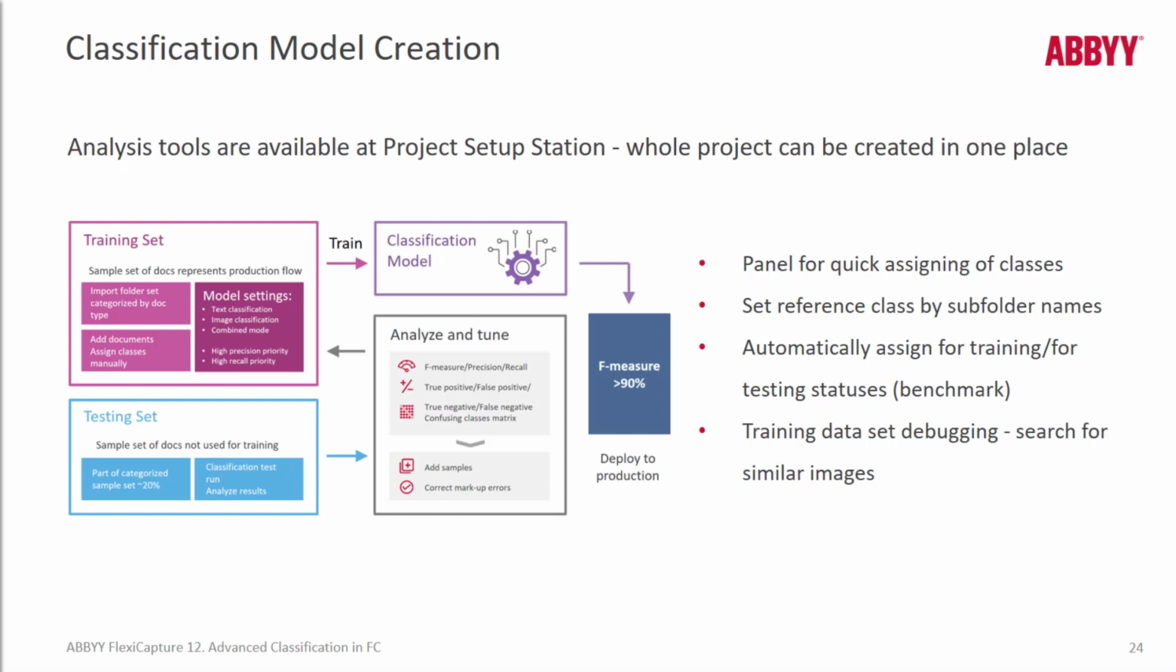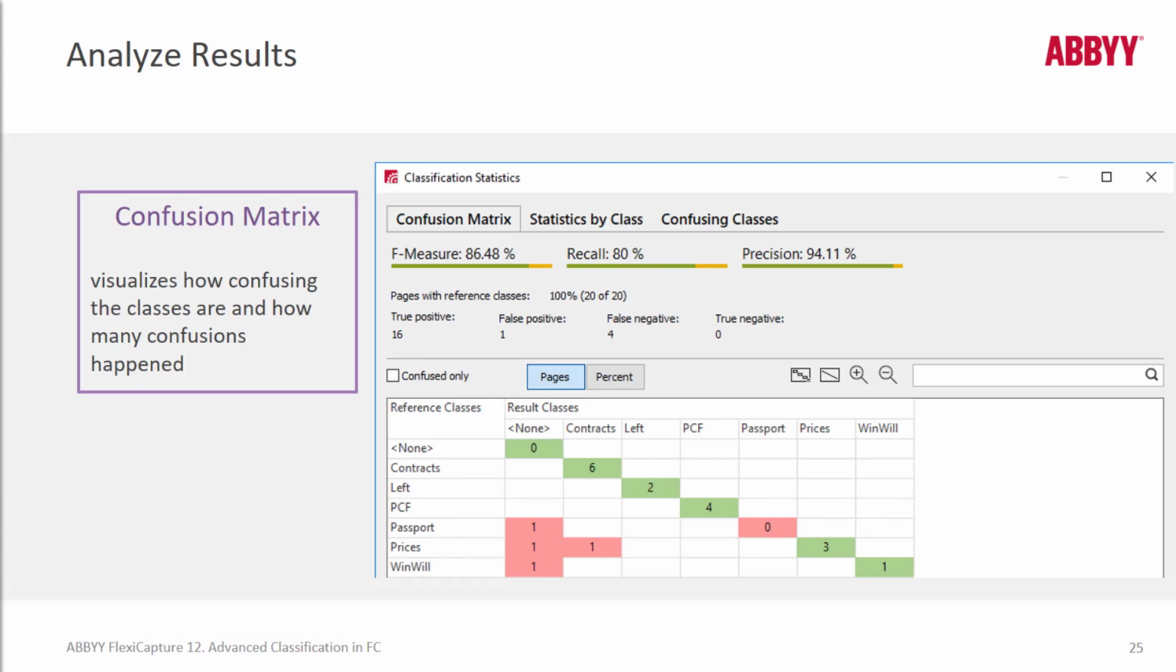Another tool that is really kind of cool is when you're finding a problem document with the confusion matrix, you can click on it and search for similar images to see if there are problems that are following a pattern or if documents really were put in the wrong subfolder to begin with. Advanced statistics regarding classification results are available for each batch.